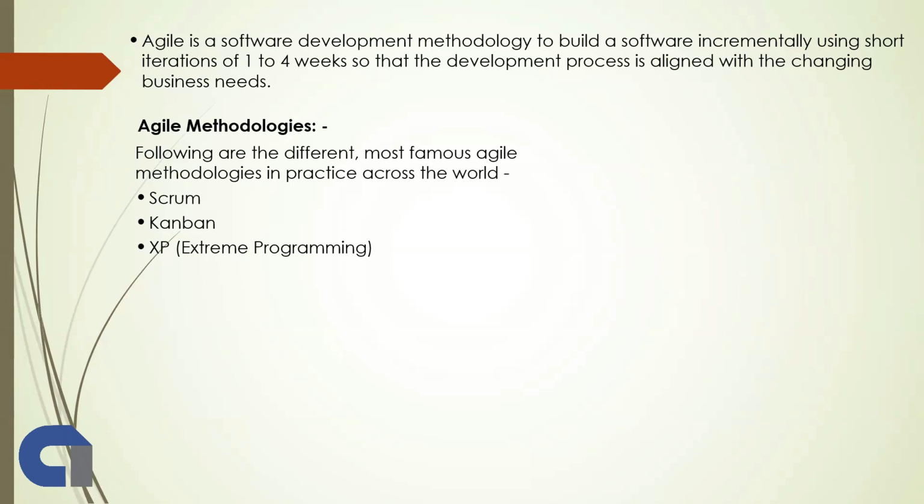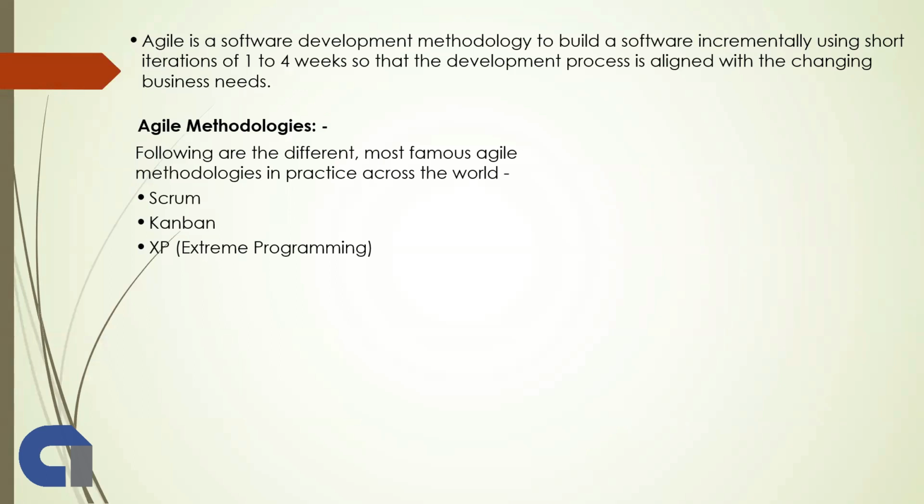We can divide our work into iterations of 1 to 4 weeks. It means that every month you need to release one version of your software, or one part of your software. Now, how the process starts and what the types of Agile methodology are, we will see that.